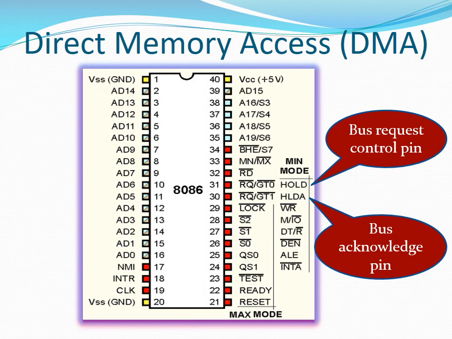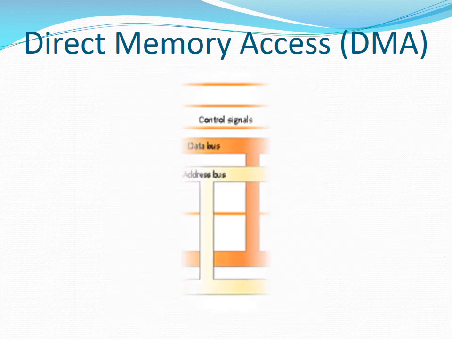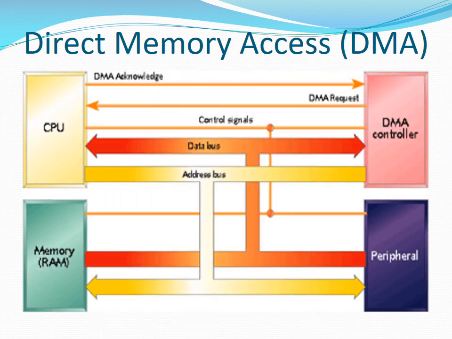This diagram shows the hold and the hold acknowledge pins on the Intel 8086 microprocessor. These pins are available in the minimum mode of the processor. Let's illustrate the sequence of events that occur during DMA.